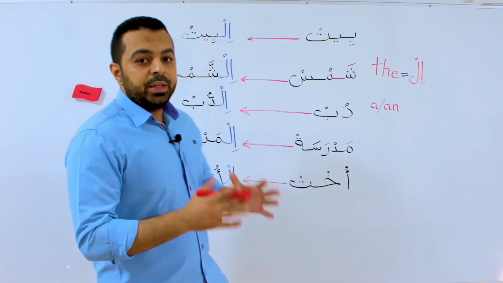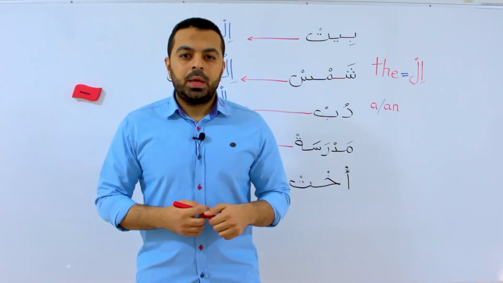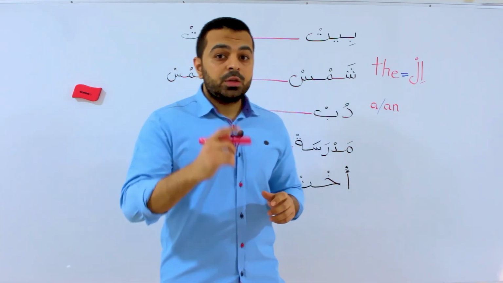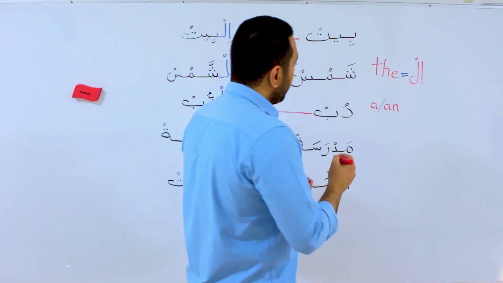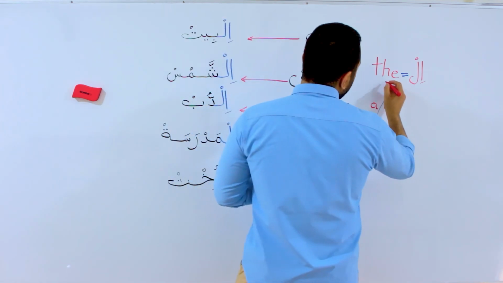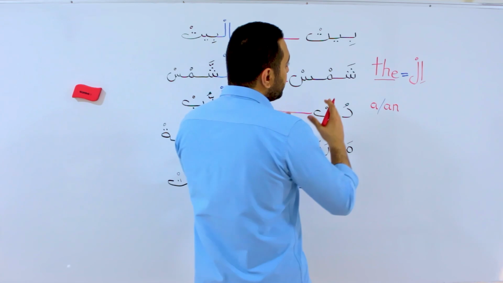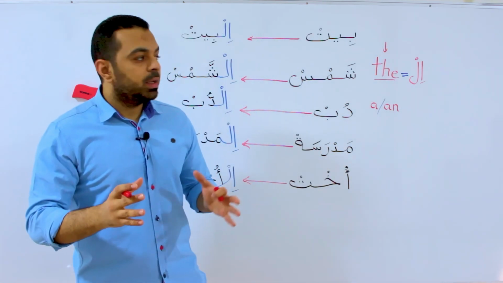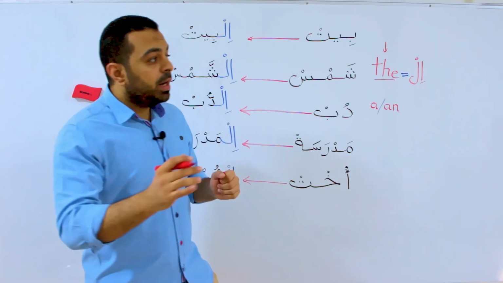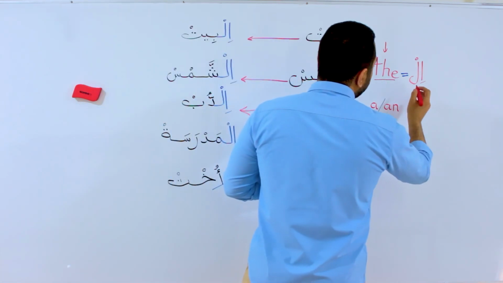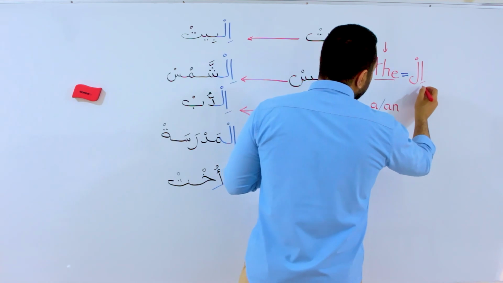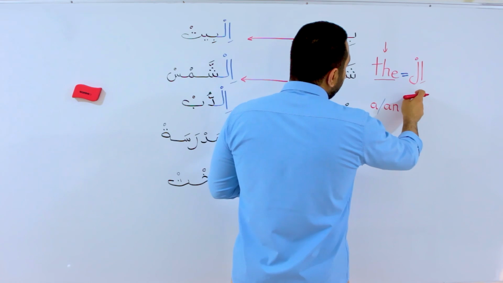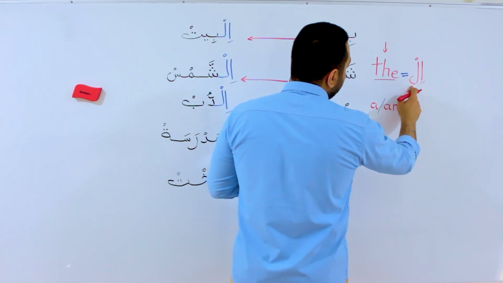What is the definite article? Now, in order to answer this question, we need to know something. If I said "the" in English, this is the definite article in English. In Arabic, we add before any word alif and lam. Alif with kasra, "i", and lam with sukun, "il".